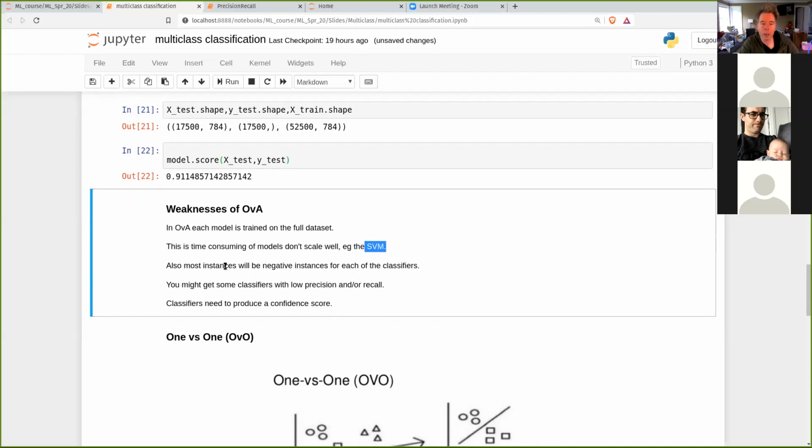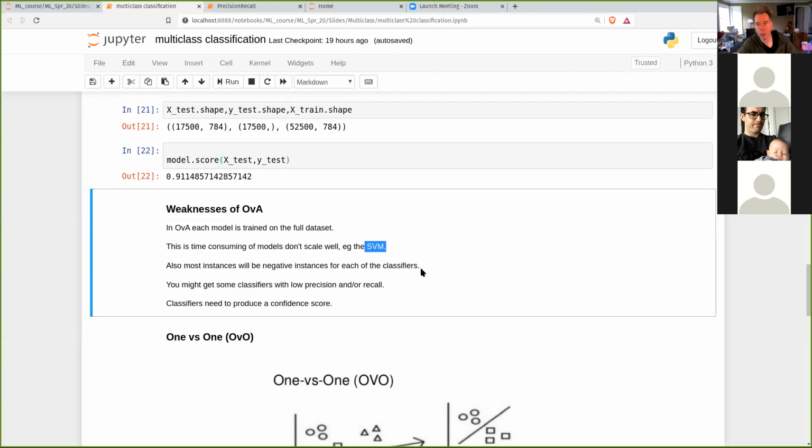Another problem here is that almost all instances will be negative for each of the classifiers. You're training 10 classifiers, but each one of those classifiers is looking at fairly unbalanced data, because for each one of those classifiers, the positives are only 10% of the data. So you might get weird behavior, like a bunch of lazy classifiers that just always say no and are right 90% of the time. What if every classifier does that?